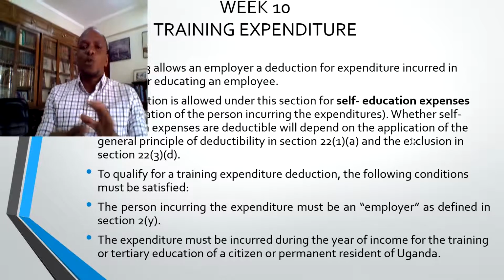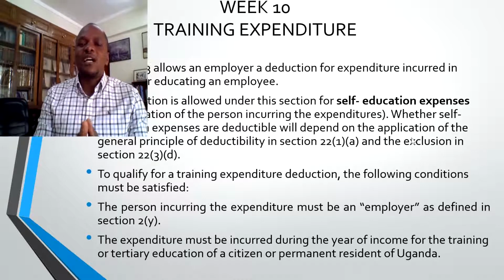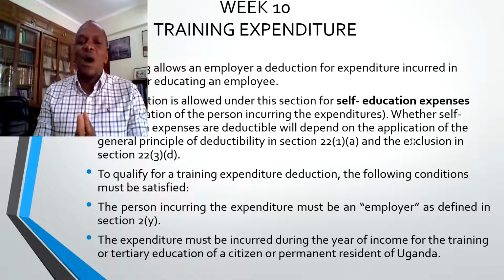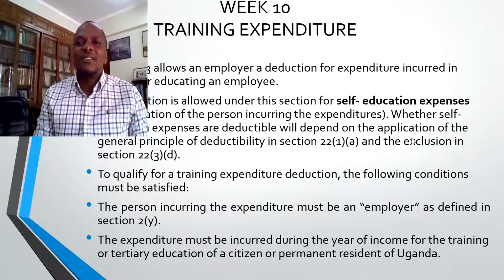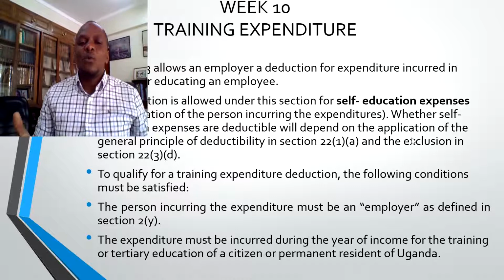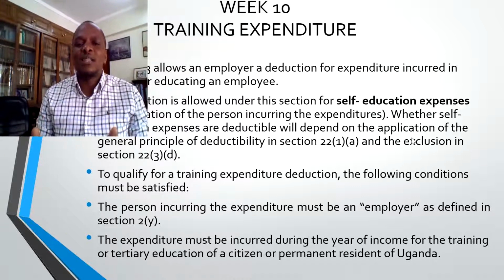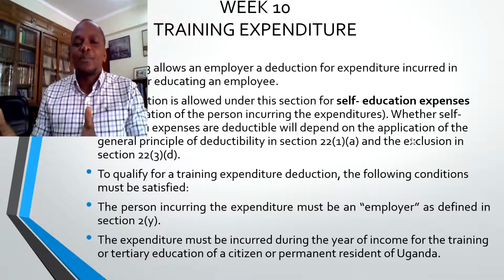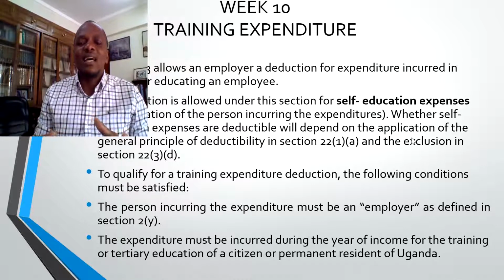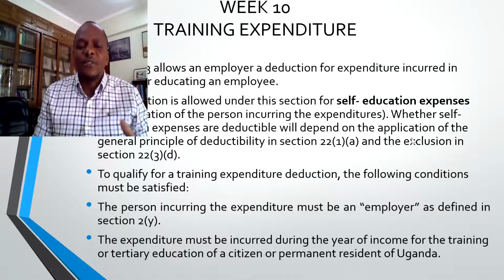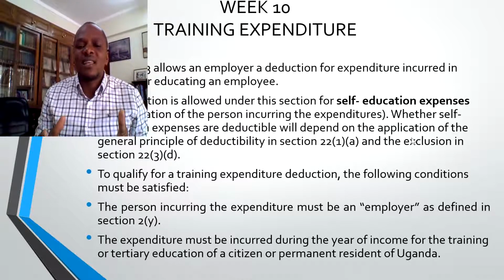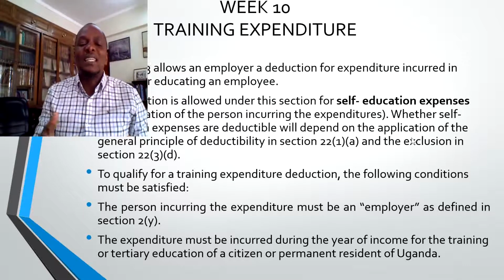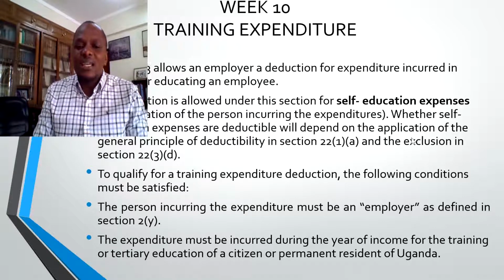Let me say Source Services Limited employs John, Mary and Sarah, and because they are dealing in oil-related activities in the Albertine Graben, they want Sarah to be their health expert. So they fund Sarah to go to the UK to attain a certain course certification in safety-related studies within the oil sector. Okay, now Source Services there is an employer, and it can qualify for the deduction of the training expenditure.